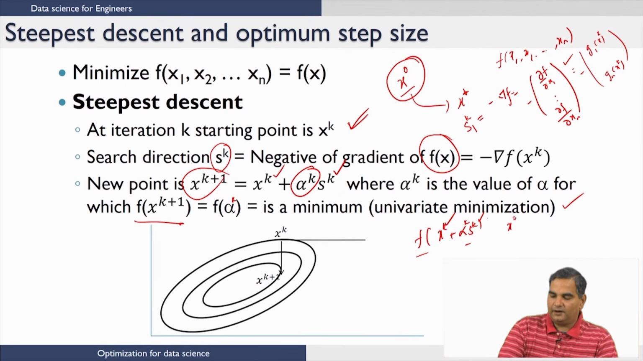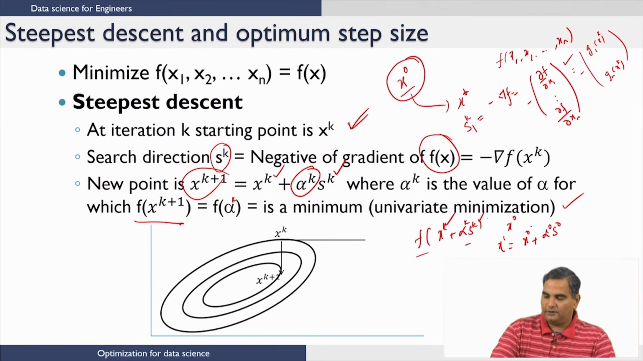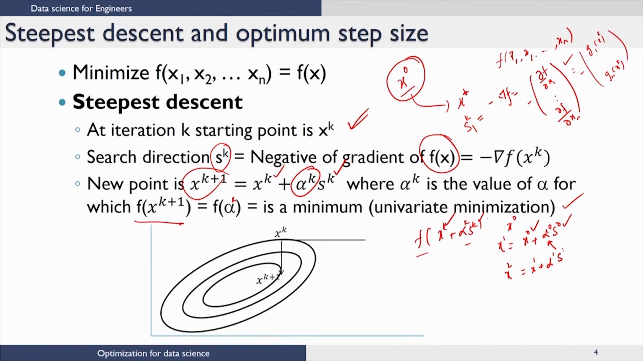You start with x naught, then x1 is going to be x naught plus alpha naught s naught. So, x naught is given based on your initialization, s naught is calculated, and alpha naught is optimized for. Then you go on to x2, which is x1 plus alpha 1 s1, and so on. You keep doing this till you use some rule for convergence. You say at some point the algorithm has converged, and that point is what I am going to call x star.